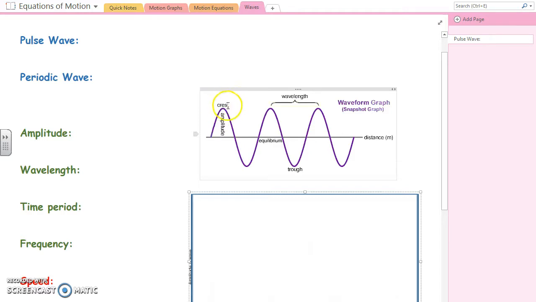The top of a wave is called a crest. The bottom of a wave is called a trough. The wave goes through a 0 point that you can call the equilibrium point. Amplitude is how big a wave is. It's measured from the middle to the highest point or from the middle to the lowest point.